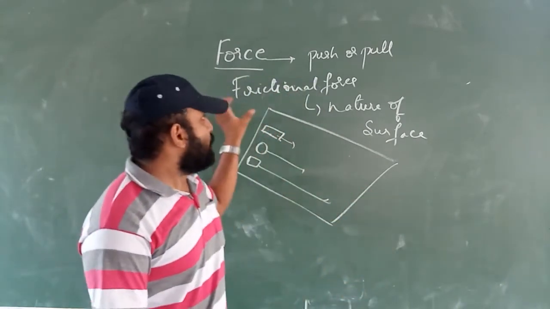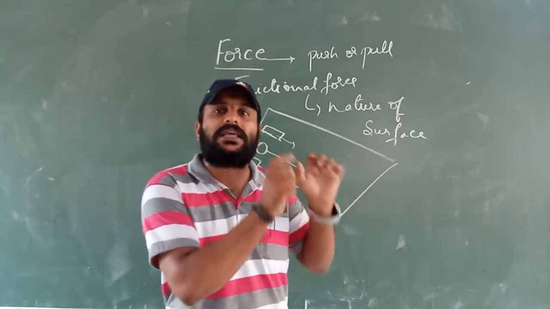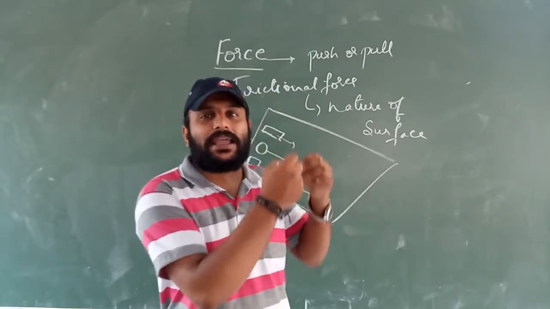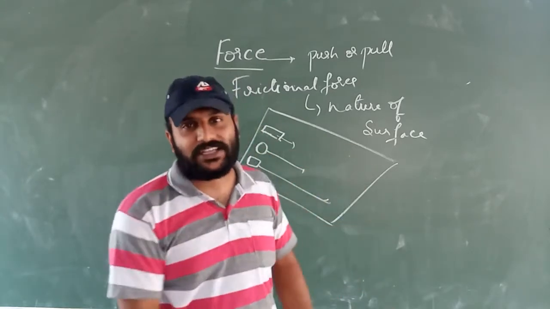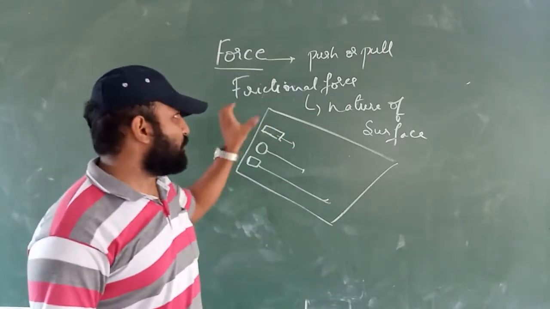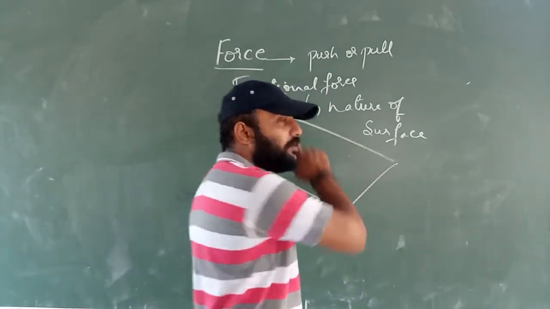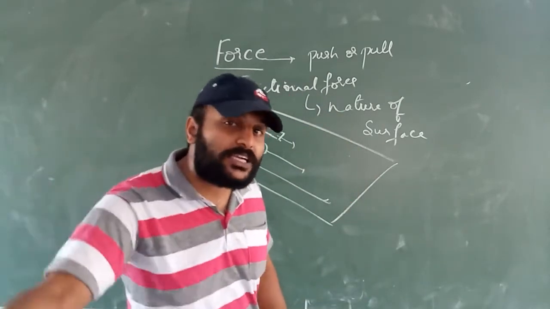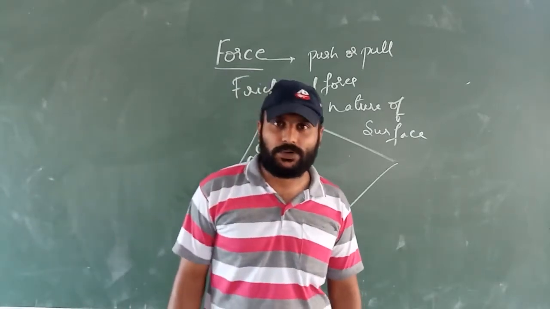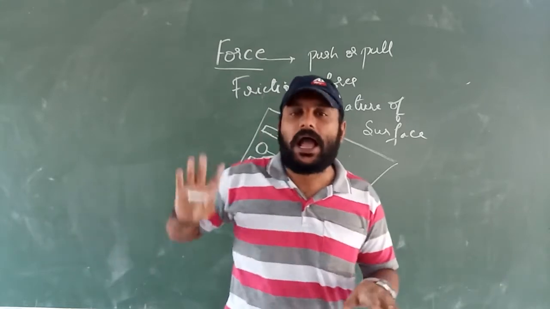So here, friction is nothing but the resistance exerted by the object on the surface of another object. That is called friction, and the force exerted by the friction is called frictional force. One more important point: frictional force always acts opposite to the applied force. Whatever force we apply, the frictional force will always be opposite to it.